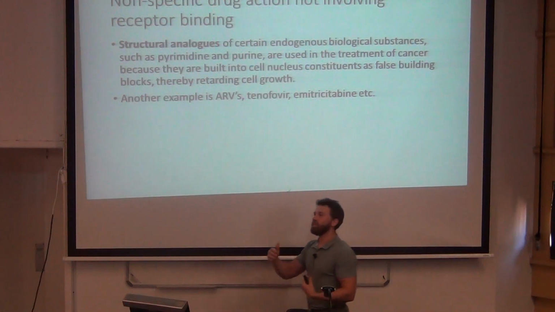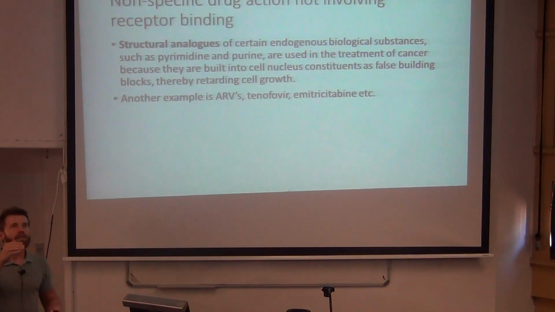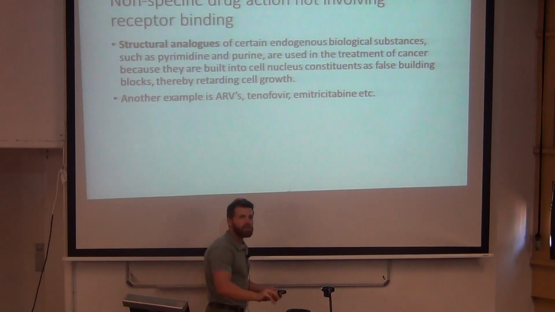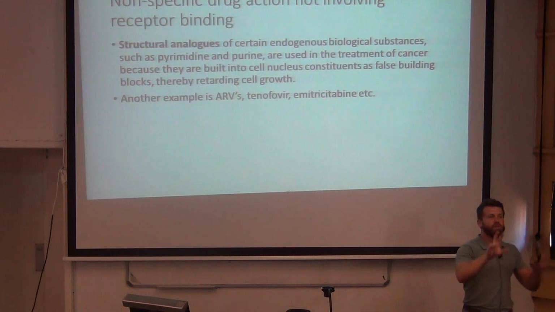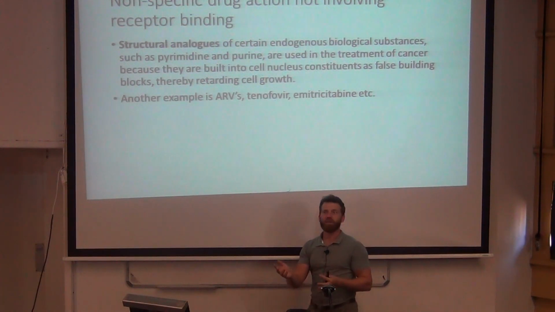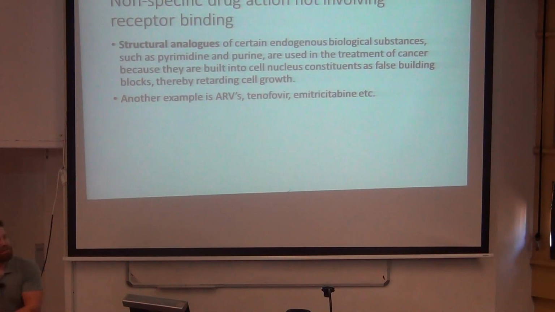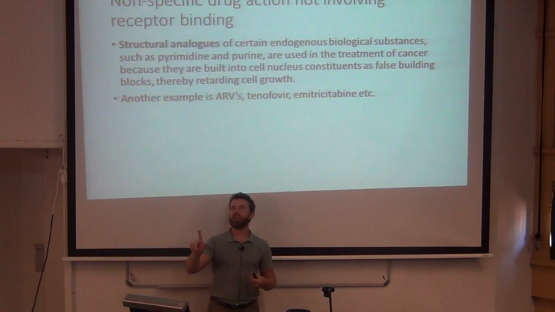So we give people ARVs. A lot of them contain structural analogues to nucleosides and nucleotides. These nucleosides and nucleotides, under normal circumstances, HIV would use to make viral DNA. But now, since we've given them fake nucleotides and nucleosides, we are completely confusing the virus. And the virus has no idea that it's actually taking an error and putting the error into its genetic code, and then it can't actually continue its life cycle. So examples of this are tenofovir, emtricitabine, efavirenz, lamivudine, stavudine, zidovudine.